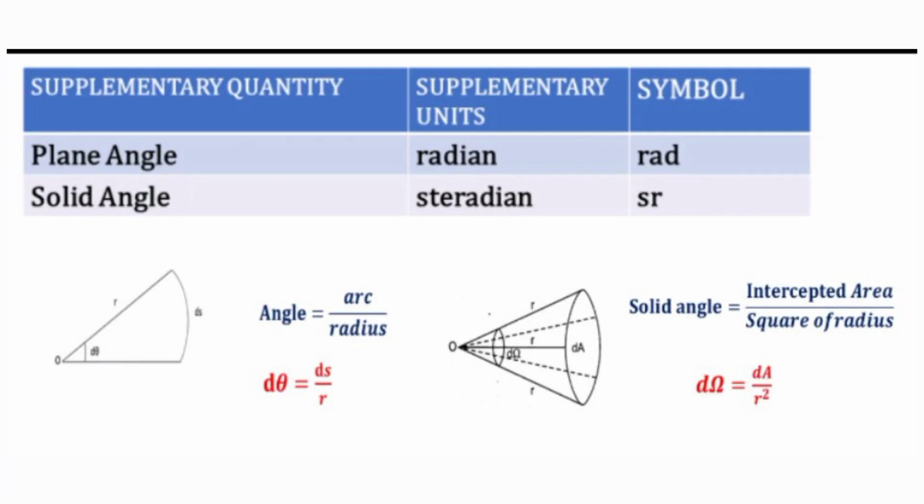In addition to the fundamental quantities, we have two supplementary quantities, that is plane angle and solid angle. So that also you have to just remember. The unit of plane angle is radian, and for solid angle the unit is steradian. And we will find the angle by using the equation angle is equal to arc by radius. Hope it is clear to you.